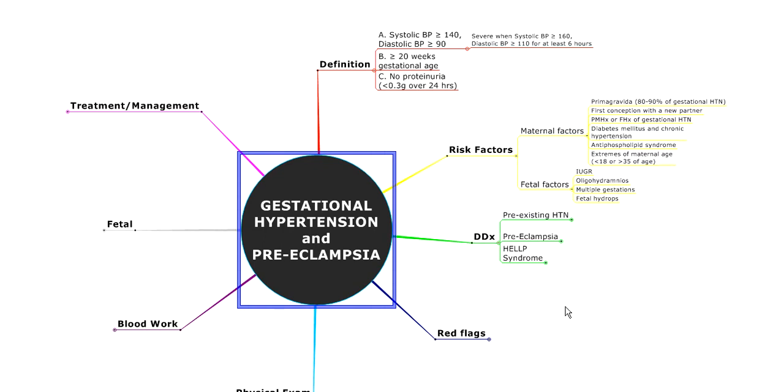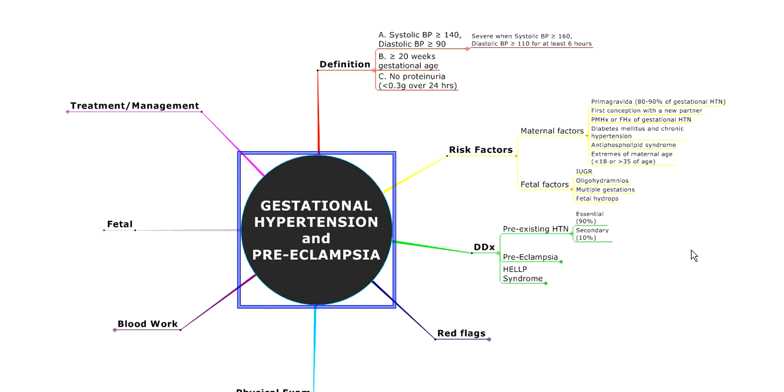Differentials to gestational hypertension include pre-existing hypertension that developed before 20 weeks of gestation. 90% is considered essential hypertension with no identifiable cause. The remaining 10% are caused by diseases such as pheochromocytoma, Cushing syndrome, and renal problems. Gestational hypertension can develop into preeclampsia when there's proteinuria or when one or more of the red flags is present. We'll be going over the red flags on history in a later section.